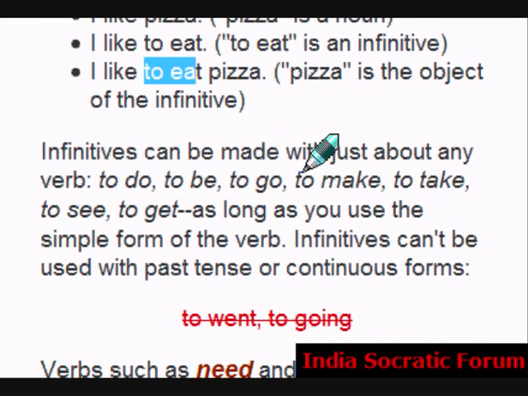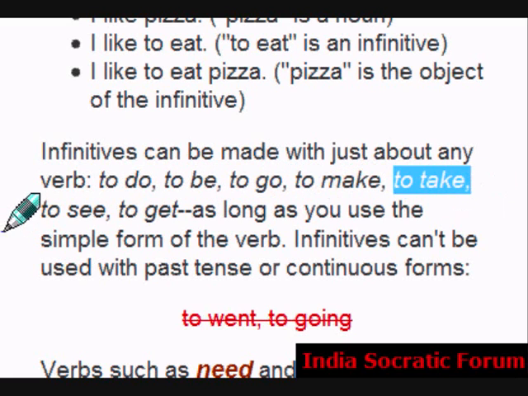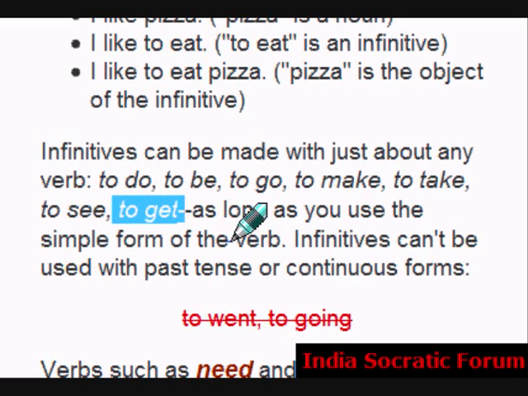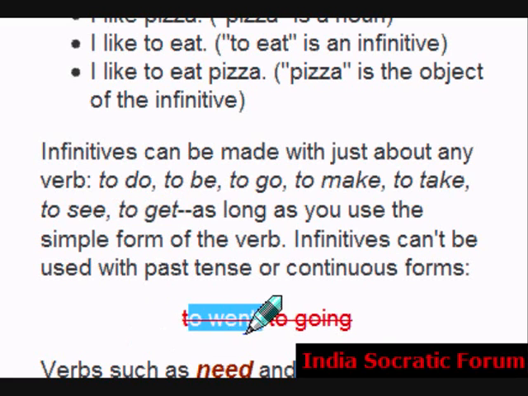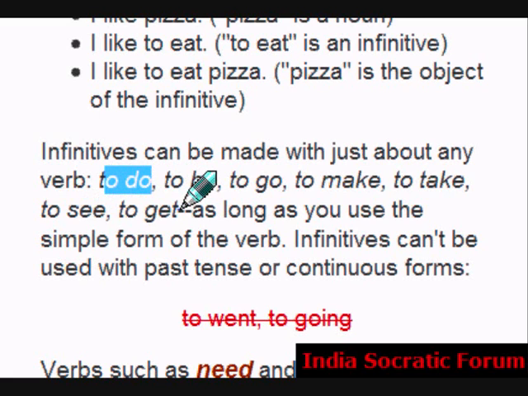Infinitives can be made with just about any verb. To do, to be, to go, to make, to take, to see, to get. Okay, as long as you use the simple form of the verb. Infinitives can't be used with past tense or continuous form. Like, to went is not a right word. To going is wrong. So to do is okay. It's the present form.